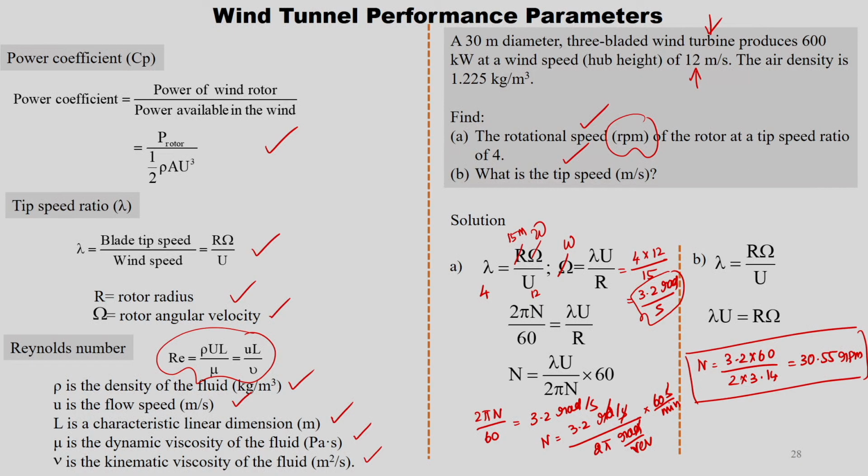The second one is what is the tip speed, right. So, tip speed is nothing but lambda u, which is equivalent to r omega. So, r is what? R is 15 meter and omega is 3.2 radians per second. So, if you multiply 15 into 3.2, it is 48 meter per second. So, that is all about wind turbine performance parameters.